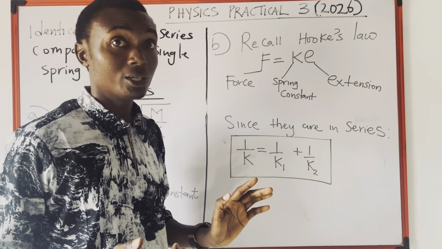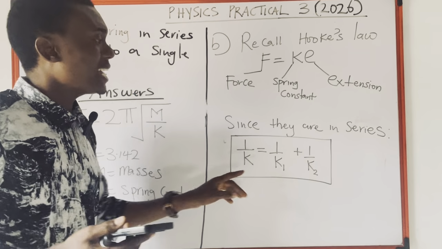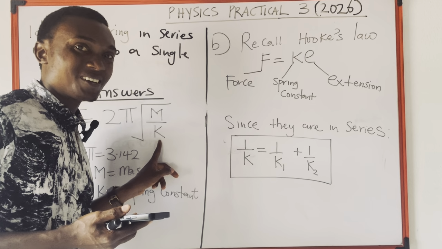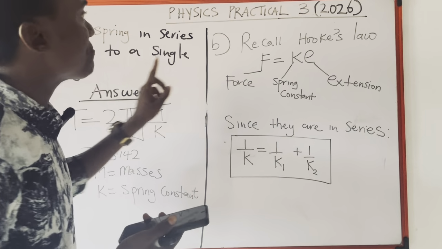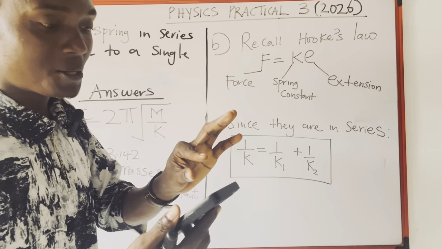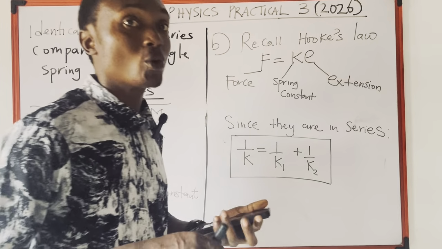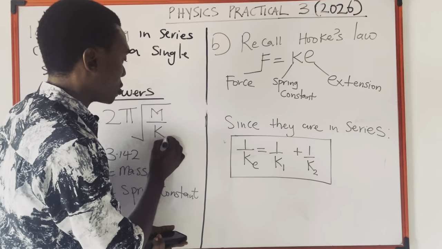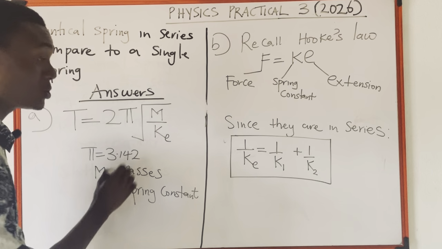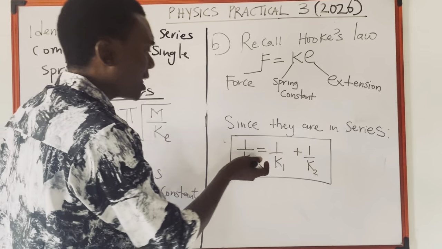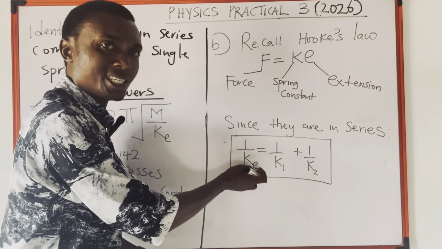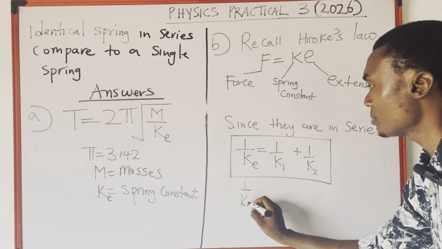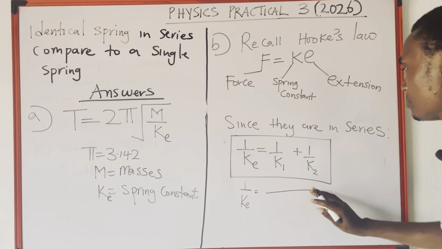Okay? Now, any answer that you have here, that's what you're going to use here as your K. And take note, it says effective spring constant. So since it says effective, I put E here to make it effective. I didn't put it initially, but I have to place it here. Now, can we get this K, KE? Let's go. 1 over KE. Now, take the LCM.